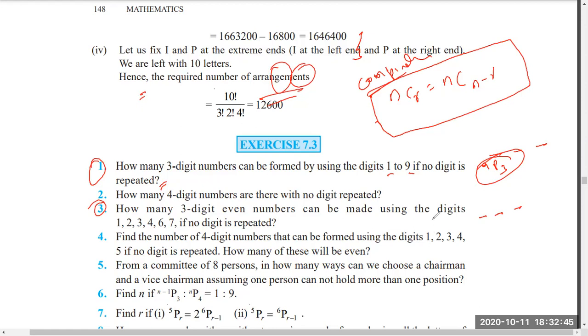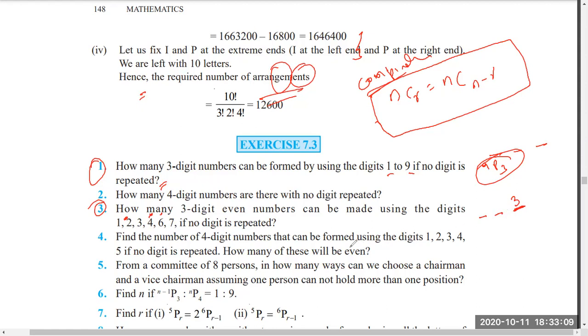Ending with 2, 4, 6, 8, or 0. But here we got only 2 or 4 or 6. Okay. So first you arrange the last one, because that is very important in even numbers, right? So I can arrange the last one with any of the three even digits.